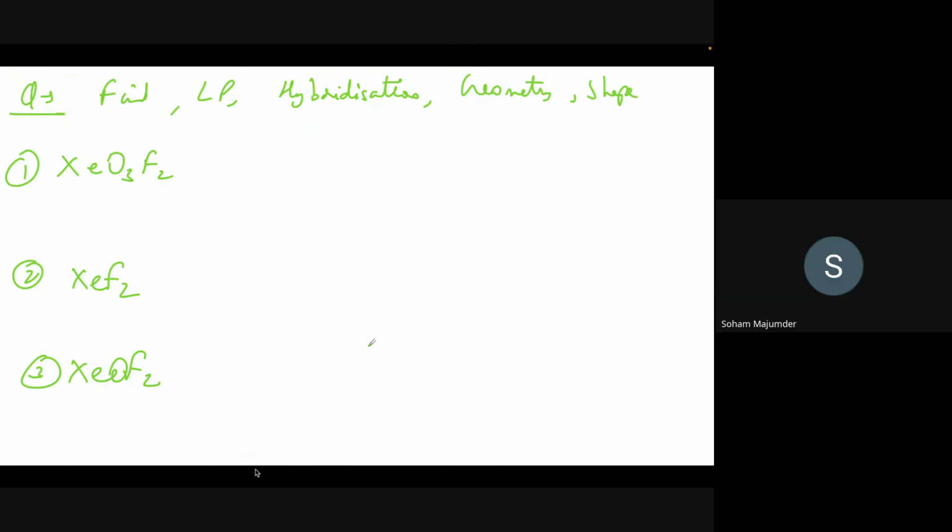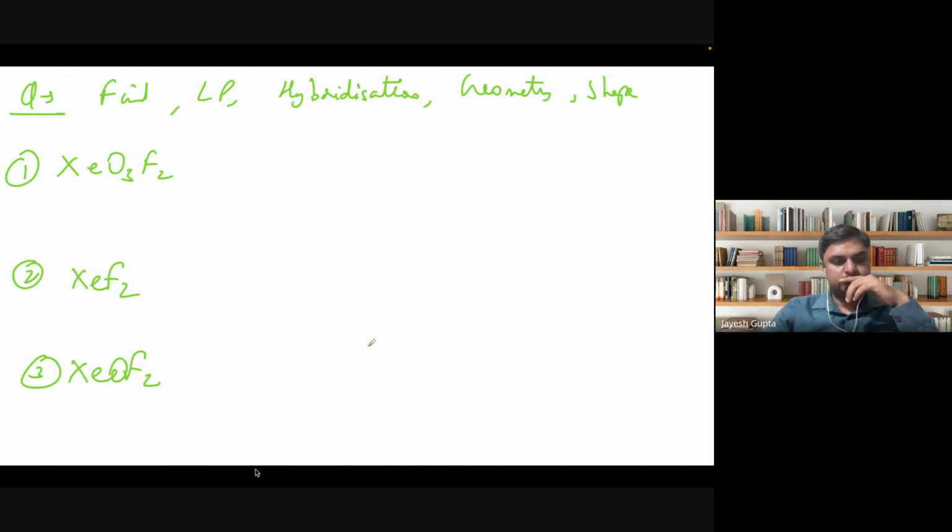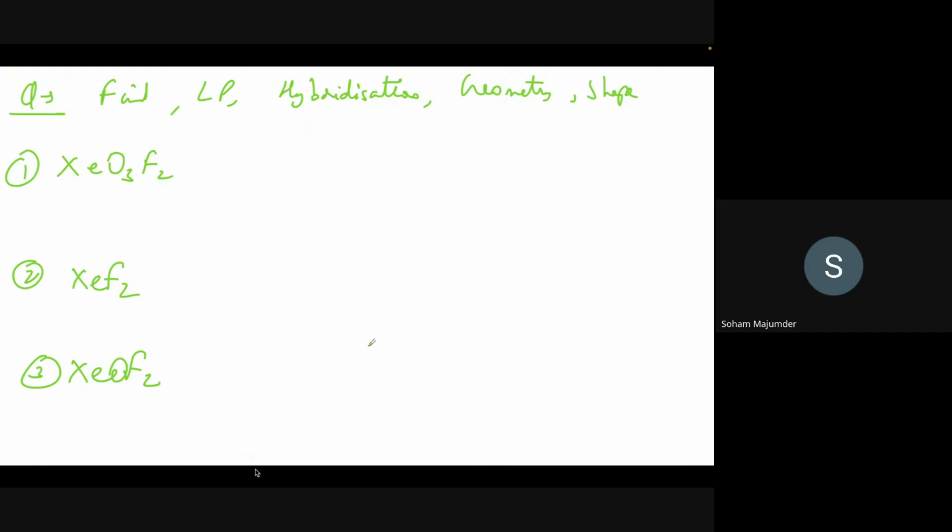So the first one has zero lone pairs. There are five sigma bonds, so that is five. The geometry is trigonal bipyramidal, and the shape is also trigonal bipyramidal. Very good. Then XeF2. There are three lone pairs and two sigma bonds, so that is five. Geometry is trigonal bipyramidal, and the shape is linear. And the last one, the third one, has two lone pairs and three sigma bonds, so that is five. The geometry is trigonal bipyramidal, and it is T-shaped.